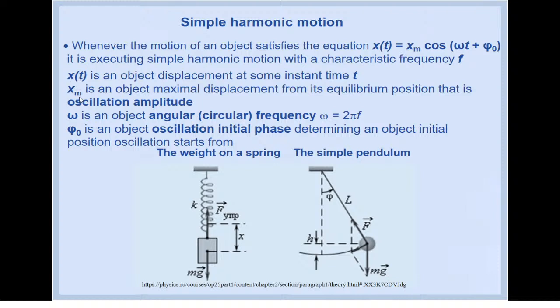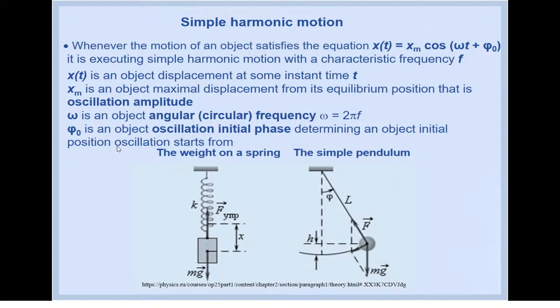X with index m is the object's maximal displacement from its equilibrium position, that is, the oscillation amplitude. Omega is the object's angular, circular frequency: omega equals 2 pi, where pi is a constant, you remember, times frequency. Frequency is the number of completed oscillations per unit time, particularly per 1 second. And phi 0 is the object's oscillation initial phase, determining the initial position the oscillation starts from.